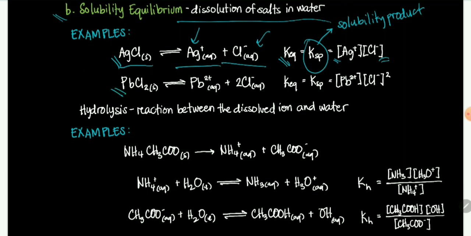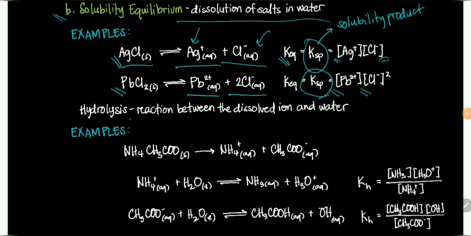So for the next example, we have the lead chloride. Again, yung chloride dito ay hindi spectator ion. So it produces Pb2 plus and 2 moles of Cl minus in solution. So the KSP is equal to the concentration of Pb2 plus times the square of the concentration of chloride in solution at equilibrium. Okay? So under the solubility equilibrium, we have the hydrolysis.